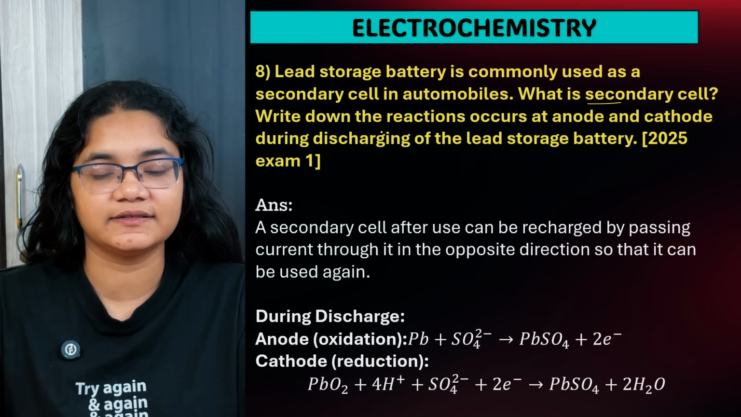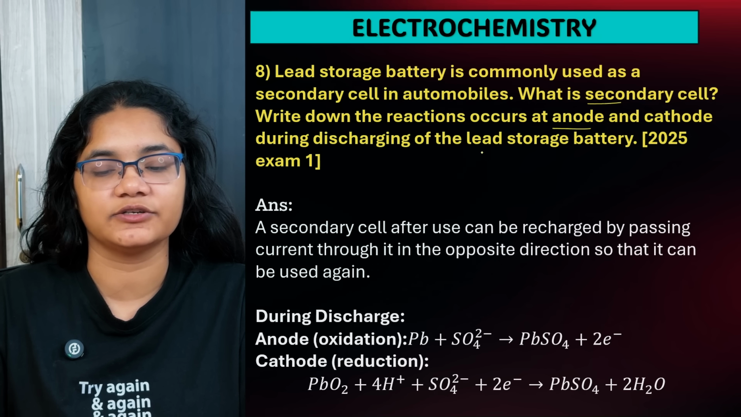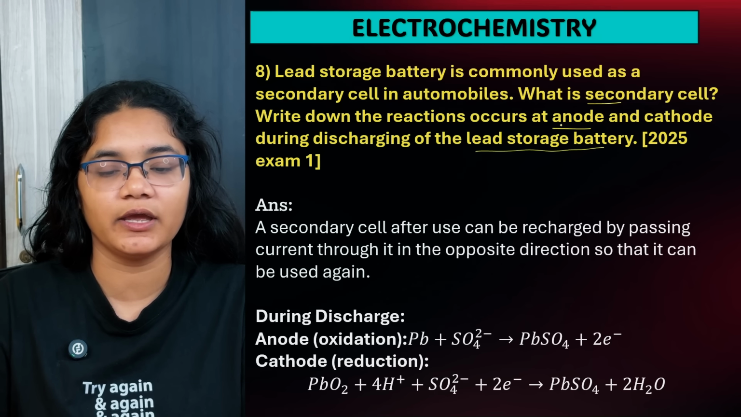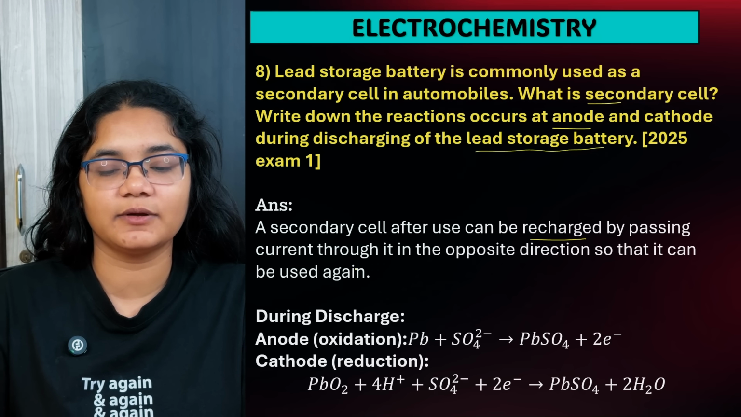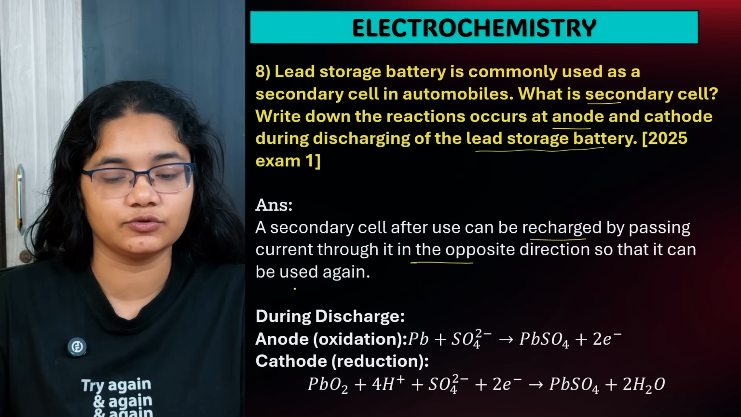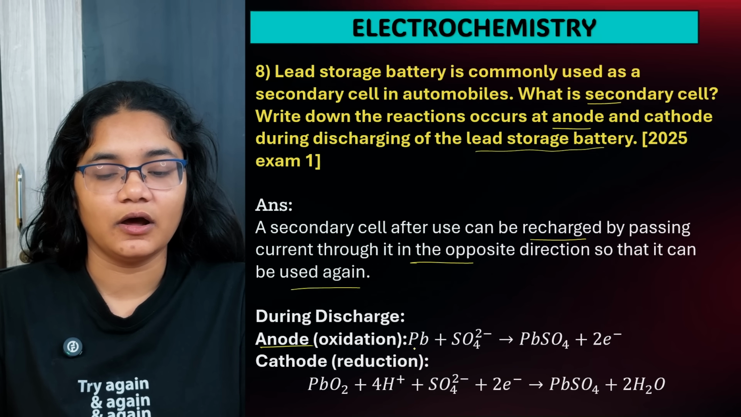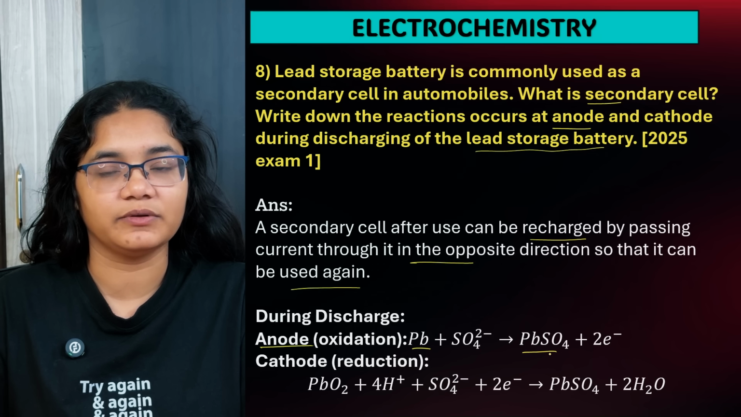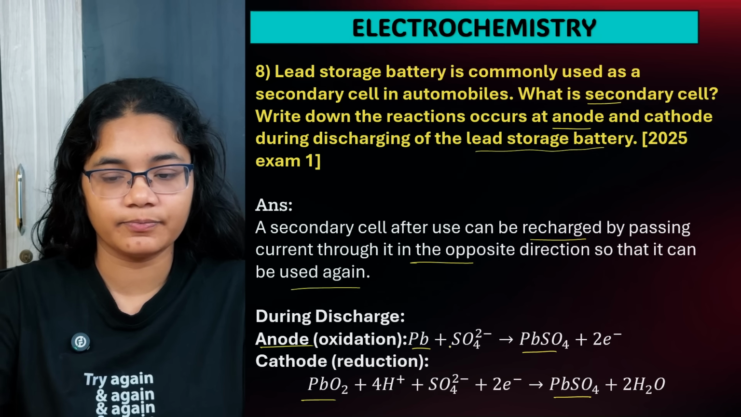Okay, next is the lead storage battery. What is a secondary cell? And write down the reactions that occur at anode and cathode during the discharging of the lead storage battery. So what is a secondary cell? It is a cell that can be recharged by passing the current in the opposite direction, so that it can be used again. Now during discharge, what happens? At the anode, Pb gets oxidized to Pb2+, and at the cathode PbO2 gets converted to PbSO4.